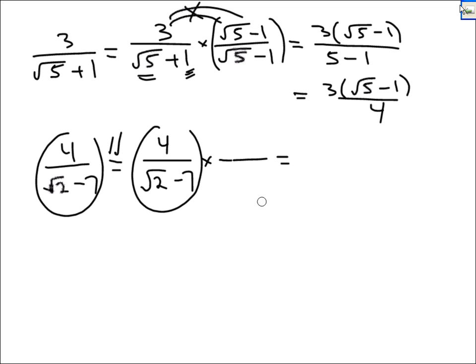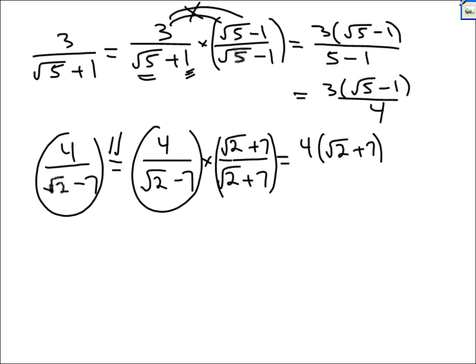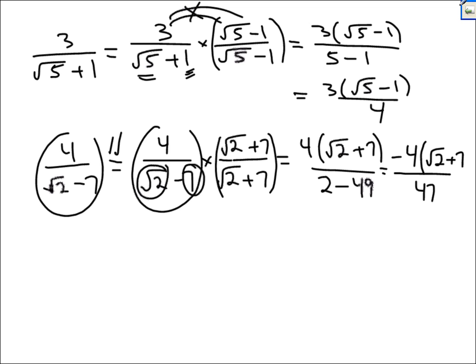You should put the conjugate. You should put radical 2 plus 7. And the numerator will be 4 times radical 2 plus 7, divided by, multiplying conjugates, you get this squared minus that squared. That's negative 47 on the bottom. But I can put the negative on top. And then you should see if you can reduce the 4 and the 47. And in this case, you can.